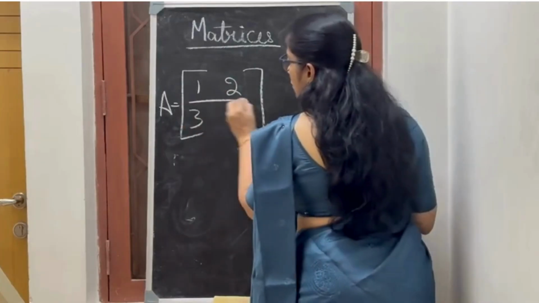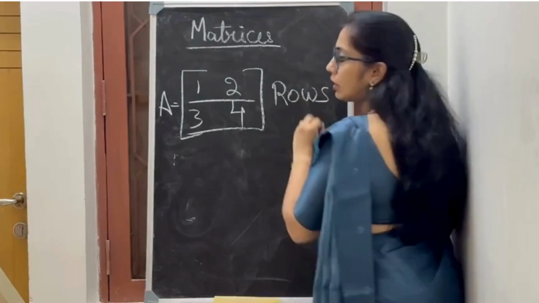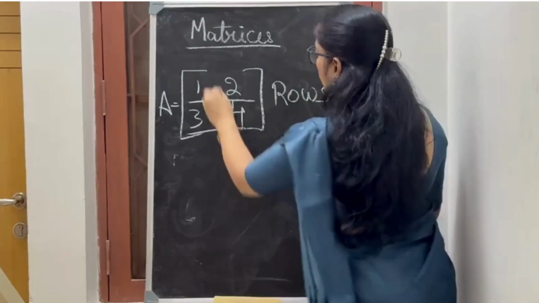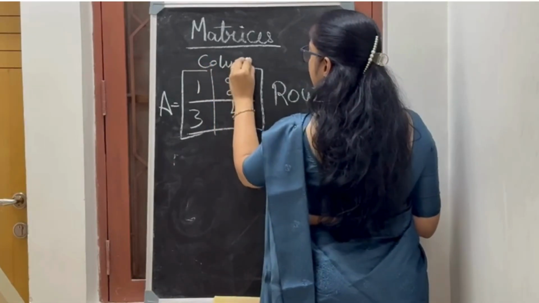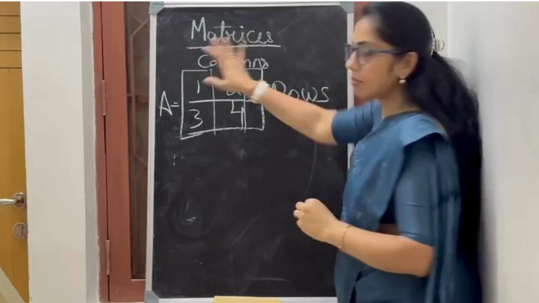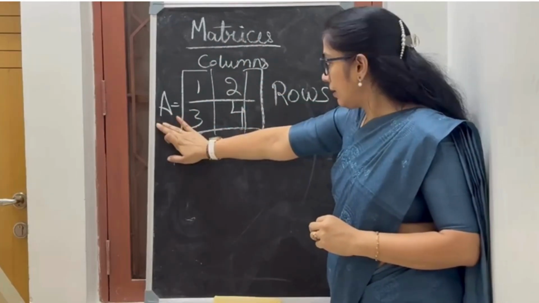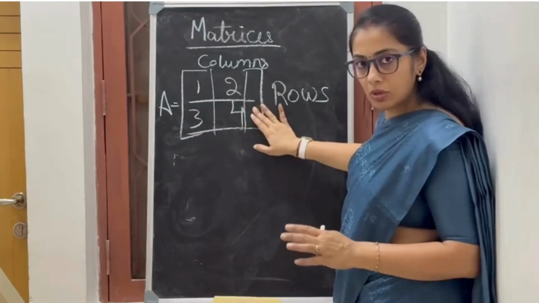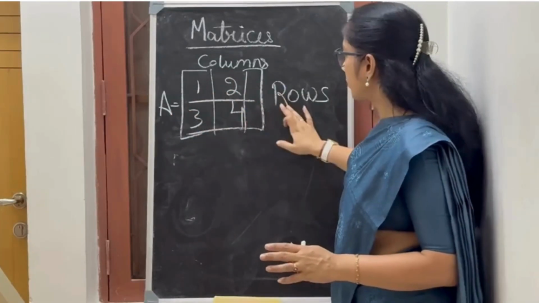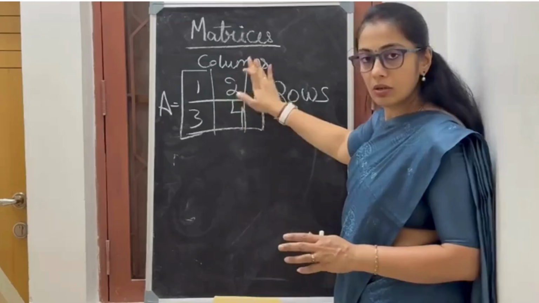The horizontal lines are known as rows, and the vertical lines are known as columns. Please remember these basics. A matrix is represented by capital A or any capital alphabet, and the numbers are known as elements. They are arranged in rows and columns. Horizontals are rows and verticals are columns.